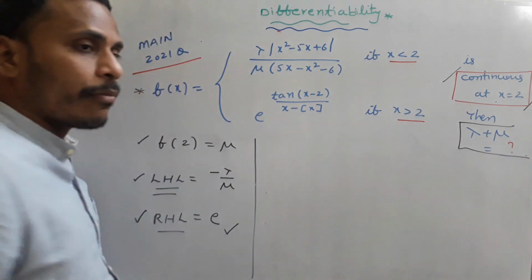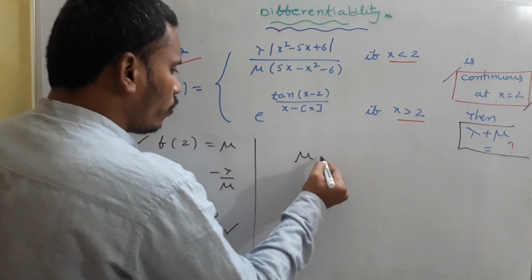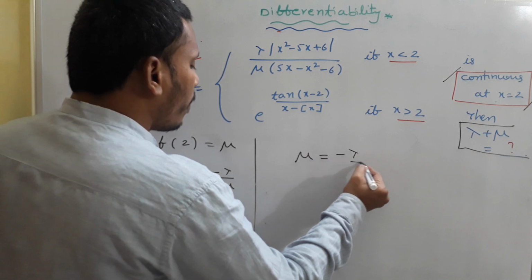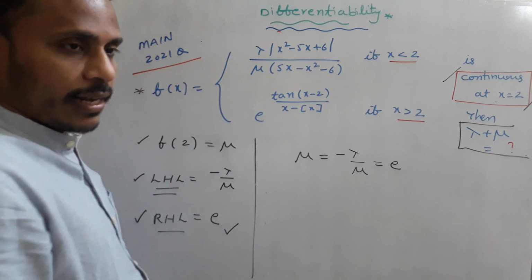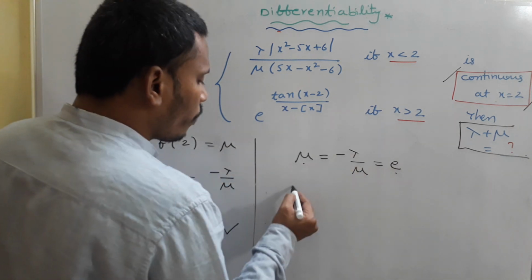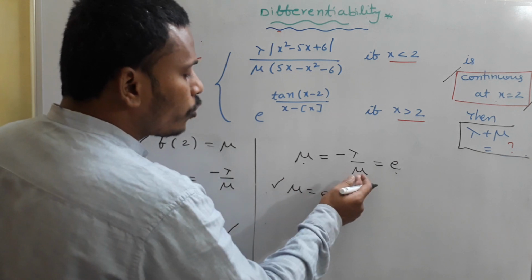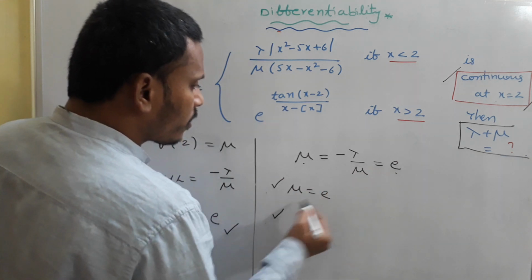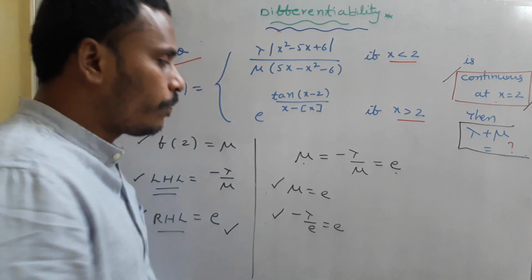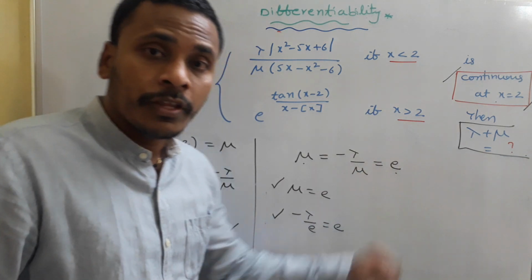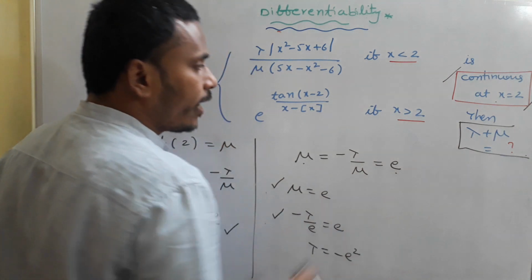So to calculate lambda plus mu, what to do? You just equalize all these three things. So mu, the functional value, is equal to minus lambda by mu, the left hand limit, is equal to e, the right hand limit. When you equalize these two, you will directly get mu is equal to e. After having mu equal to e, you just replace mu with e here. Minus lambda by e is equal to e. Is it clear? So what is lambda? Lambda is simply minus e square.